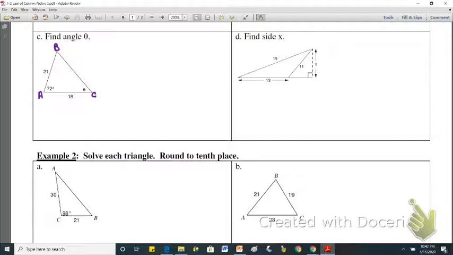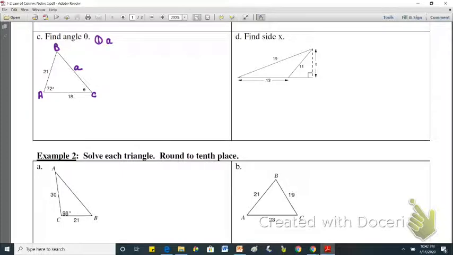So to figure out angle C, I need to know side A and side B. That's the only way I can figure out angle C. I need to have all three sides. Well, I don't. So this is going to be a two-step process. The first thing I need to do is figure out what side A is. I can't find a side length or an angle until I know every single side length if I'm using Law of Cosines. So step 1, let's find A.